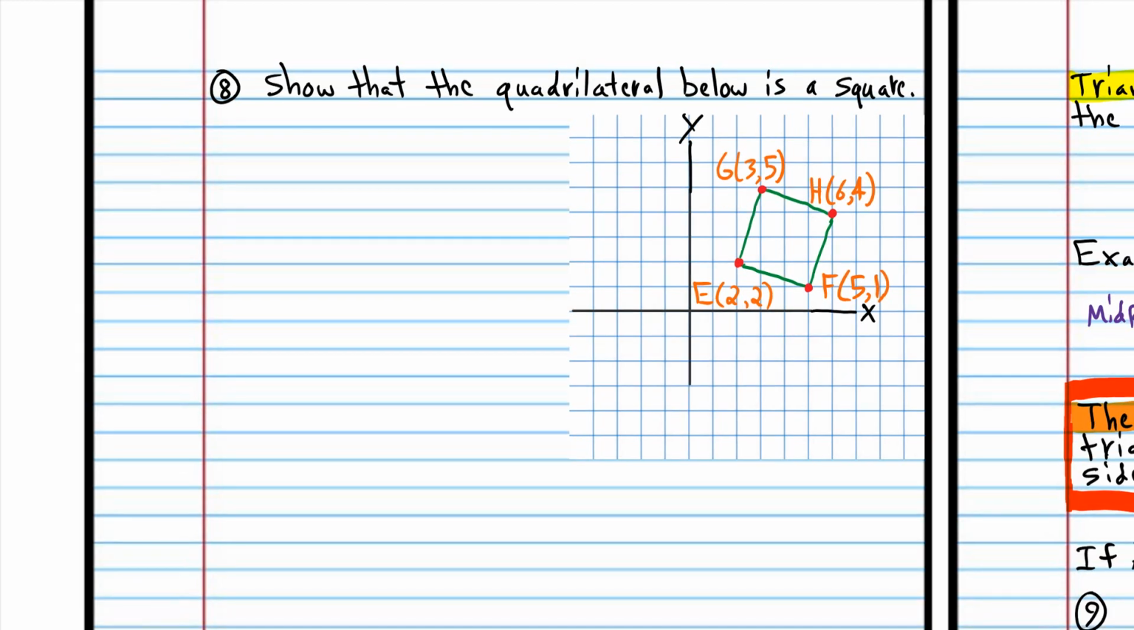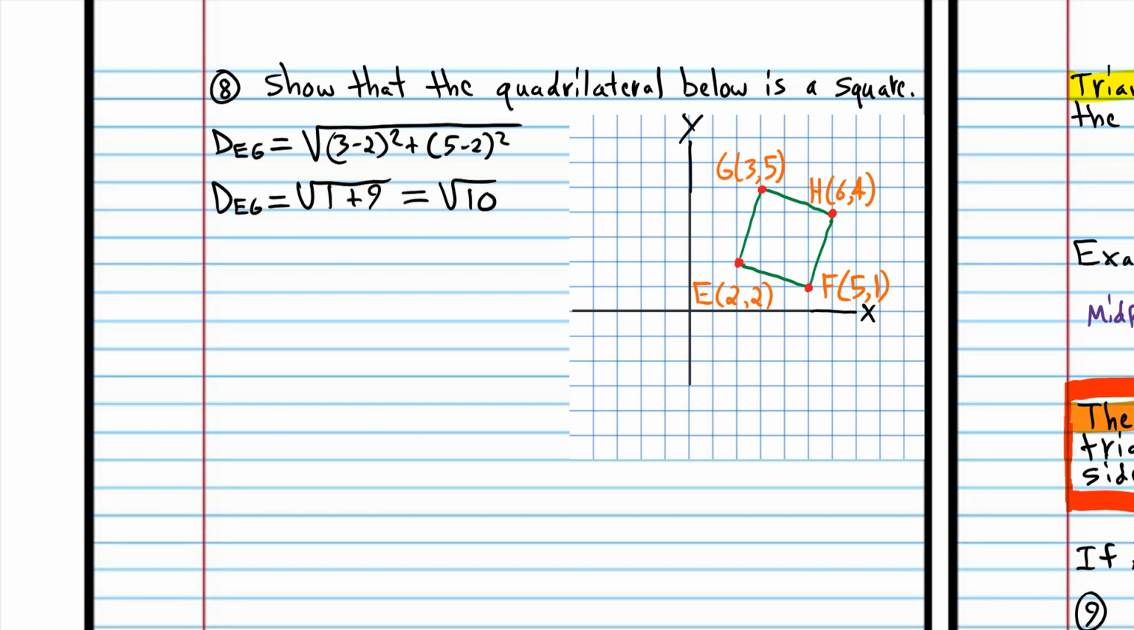All right, we're back. So we're going to find the distance between E and G. It doesn't really matter what order you do it. Using E as point 1, we have 3 minus 2 squared plus 5 minus 2 squared. That simplifies to 1 plus 9, which is root 10. So we have root 10 there. That's the distance between E and G.